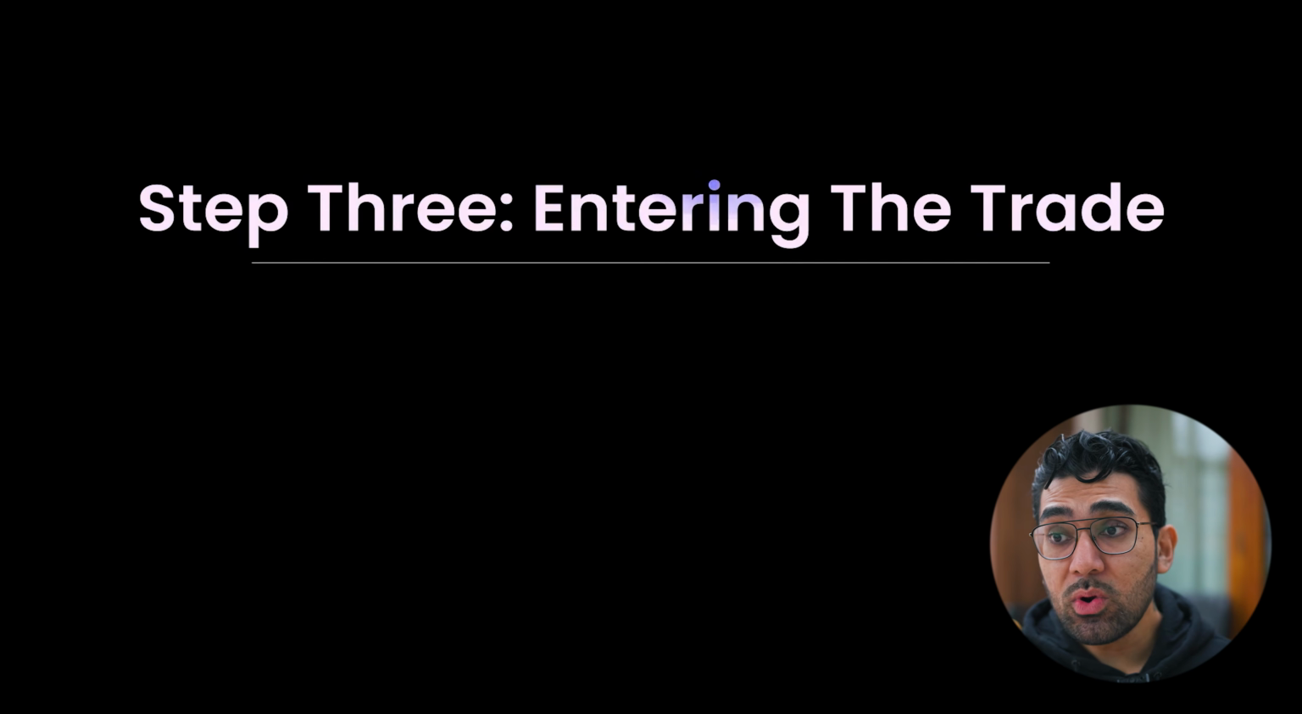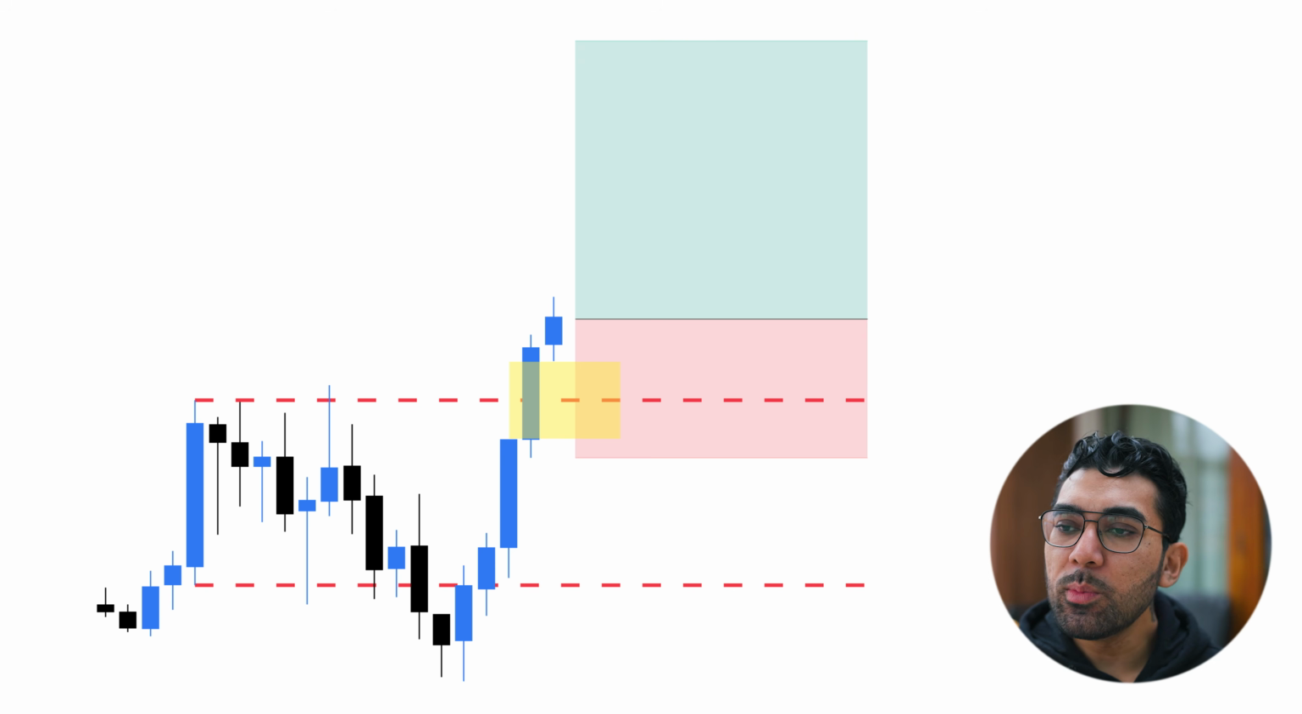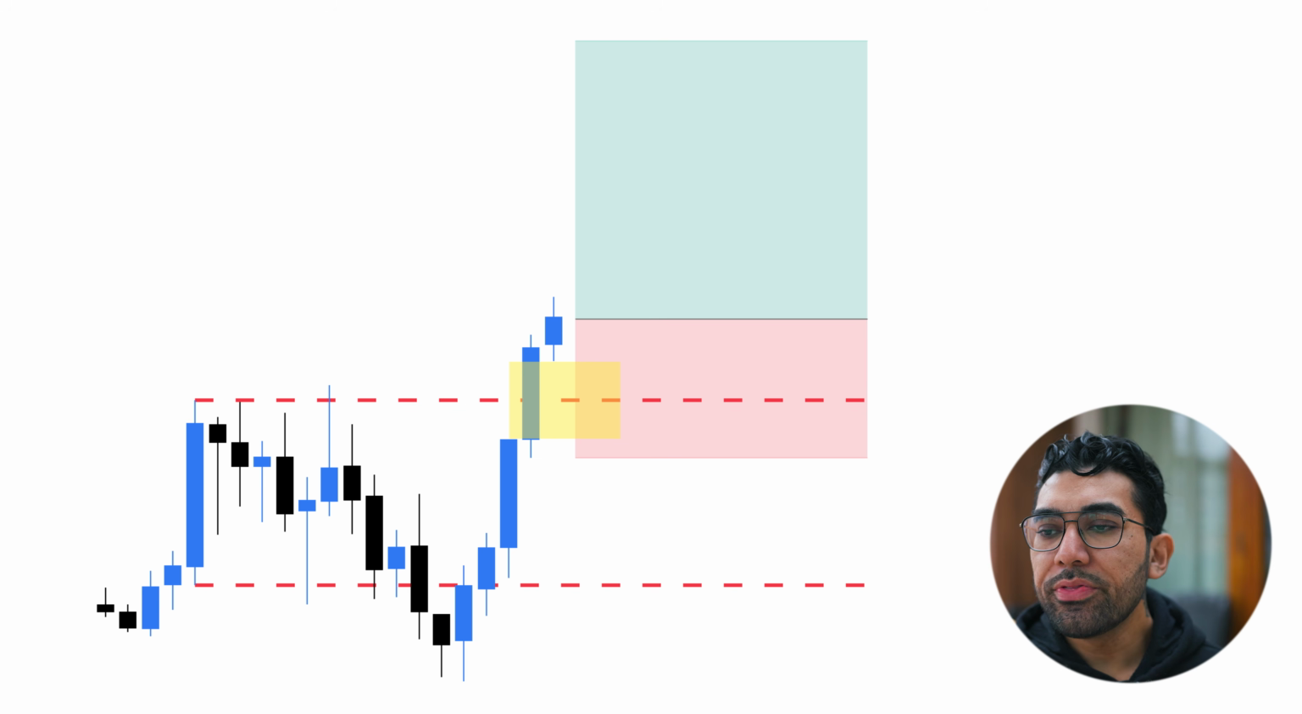So once you have those conditions met, you can then move on to step number 3, which is entering the trade. Now, the entry is going to be on the closure of that third candle, right? So when we've got the full fair value gap sequence, we will then be entering the trade as soon as that third candle has closed, right? So that's your entry point.